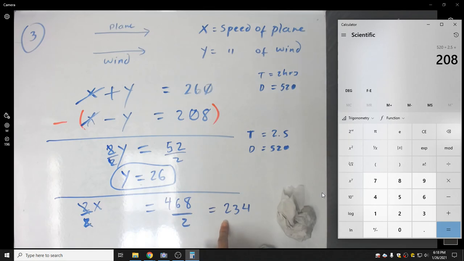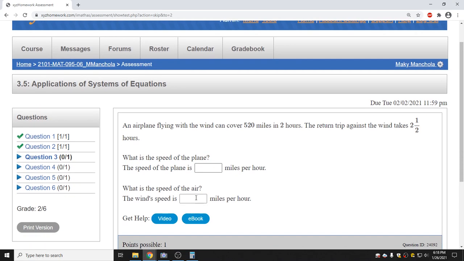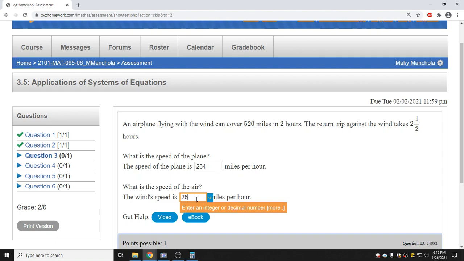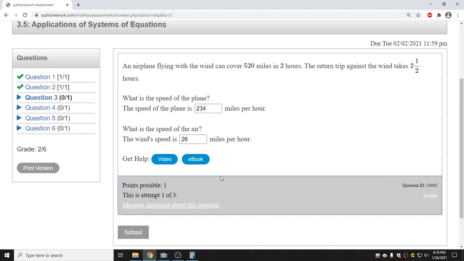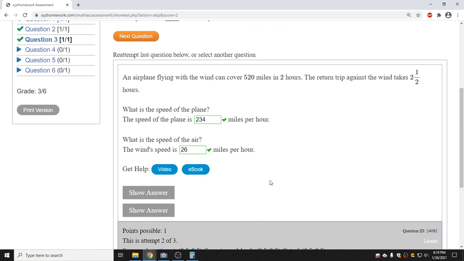The speed of the plane is 234 miles per hour. All right, so let's check this. What is the speed of the plane? We found it to be 234 miles per hour. What is the speed of the wind? We found it to be 26 miles per hour. So let's check. Okay, so there we have it.